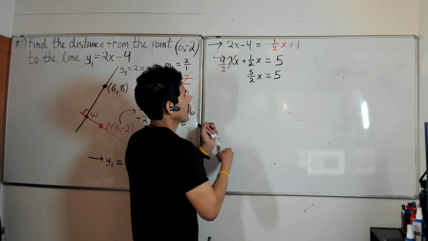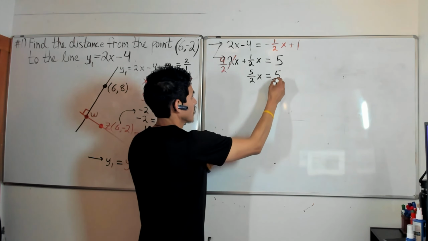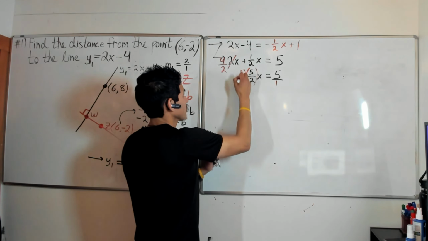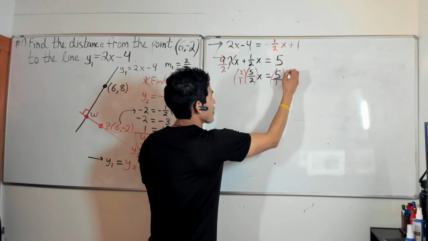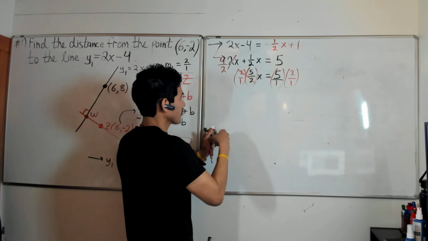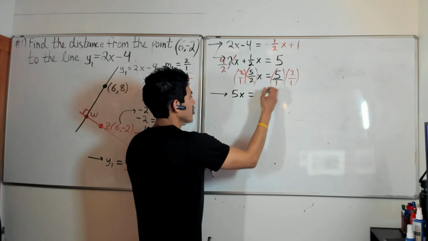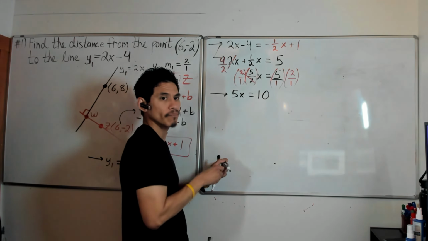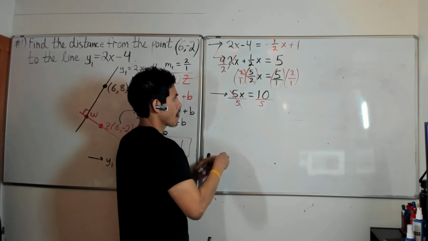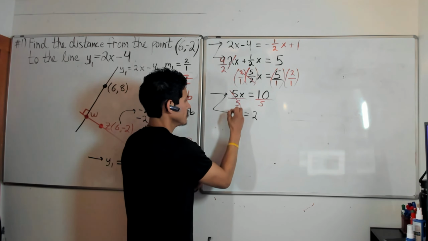Now, to solve for x, let's write this as a fraction. Get rid of this 2 by multiplying both sides by 2 over 1. These cancel, and we get 5x is equal to 10. Divide by 5, and we'll get that x is equal to 2.